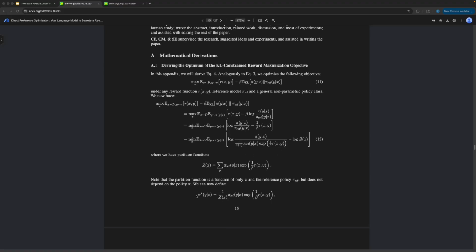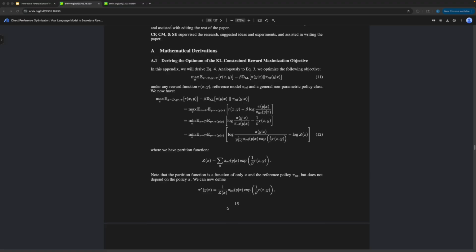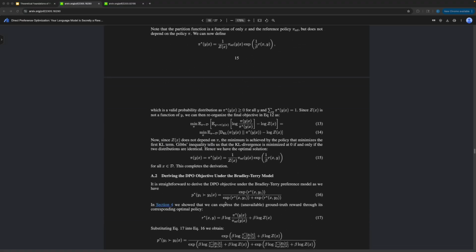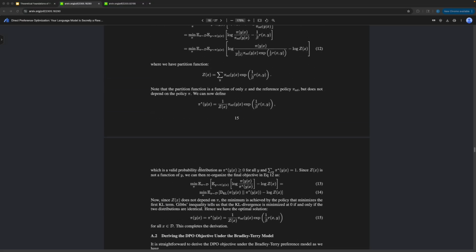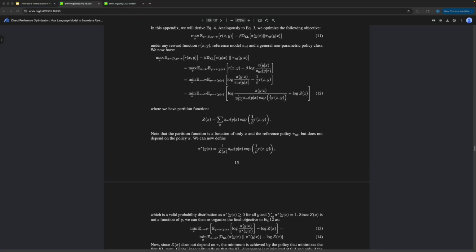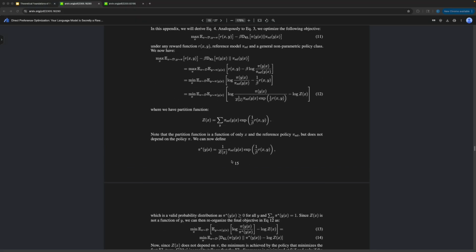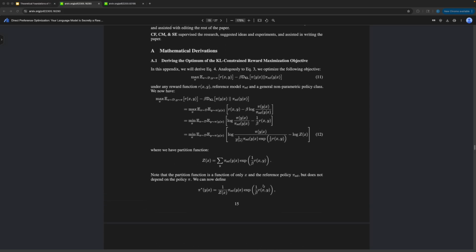Which means that your optimal policy, pi star of y given x, can be written as 1 upon Z of x times pi reference of y given x times e to the power 1 by beta times r of x comma y. Hence, you can see that we have derived your optimal policy in terms of your reward model, and on the flip side, we can rearrange terms and rewrite your reward model in terms of your optimal policy, which we use fundamentally in DPO.